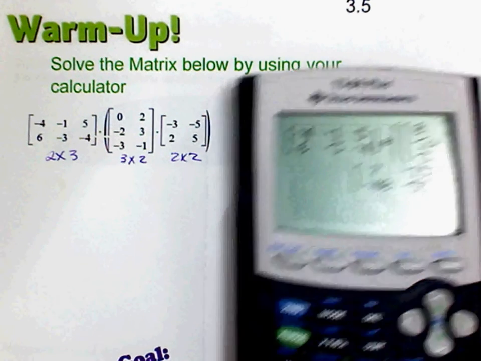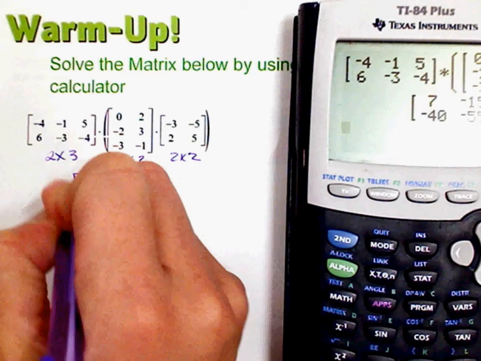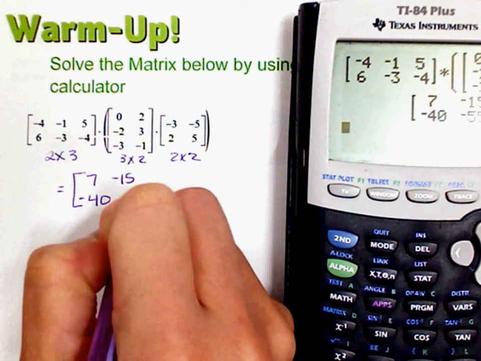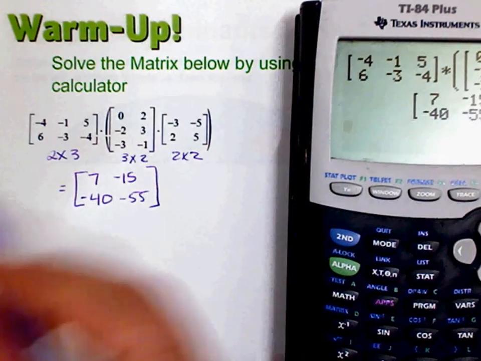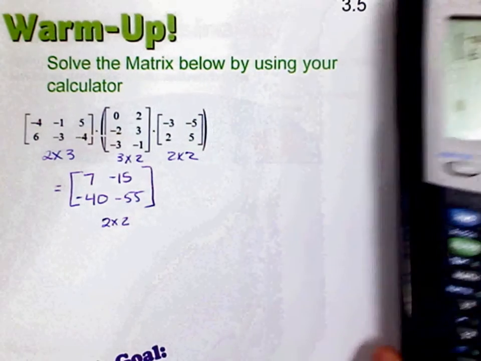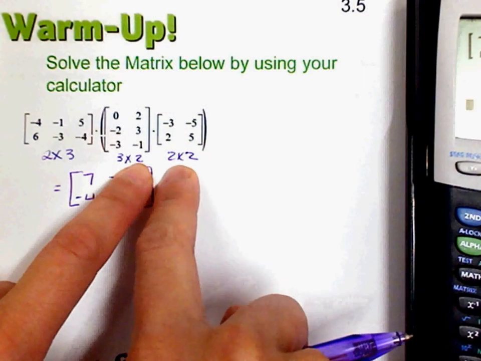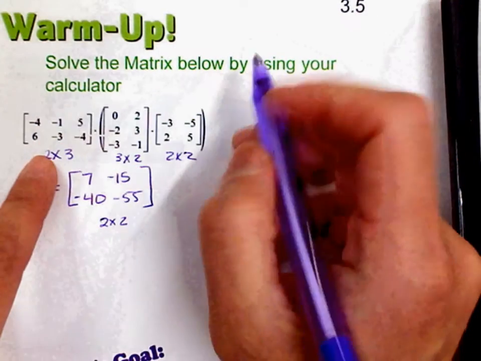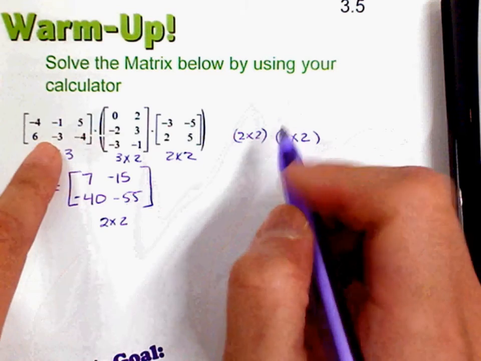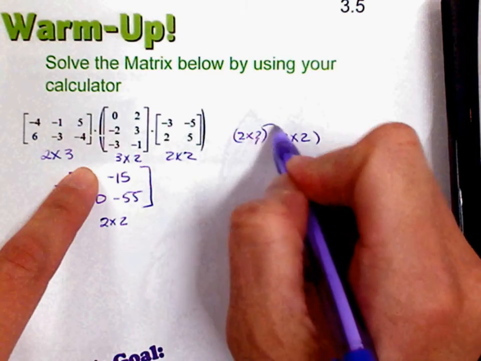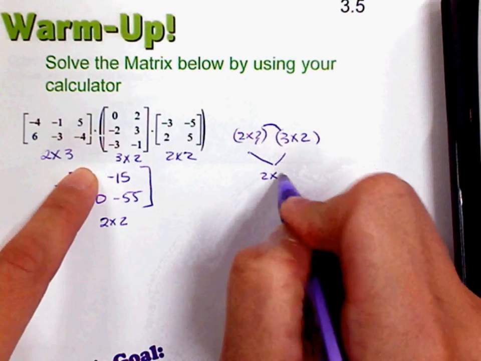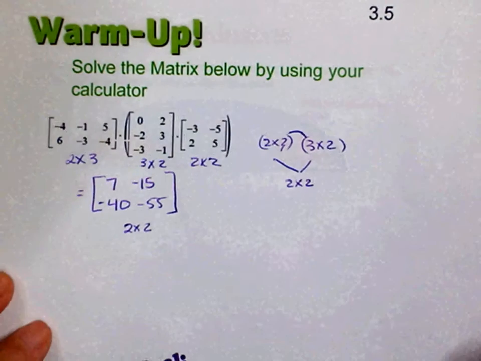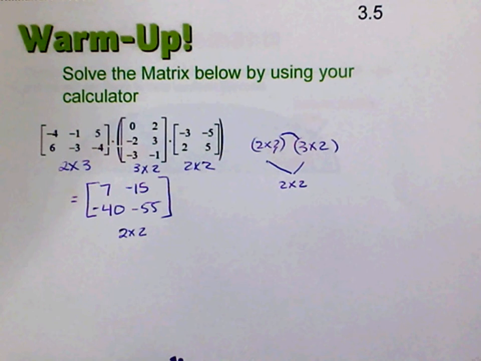That's all you had to do, and that was straight calculator. So 7, -15, -40, -55. And your solution is a 2 by 2. And you can kind of check. You can multiply those together, and when you do, you get a 3 by 2. And then you multiply times the one in front of it. Okay? You see how these are the same? So your final answer is a 2 by 2, just like you thought you would. And that's how you can check. And that is your warm-up. Make sure you submit this online in the warm-up section of 3.5.